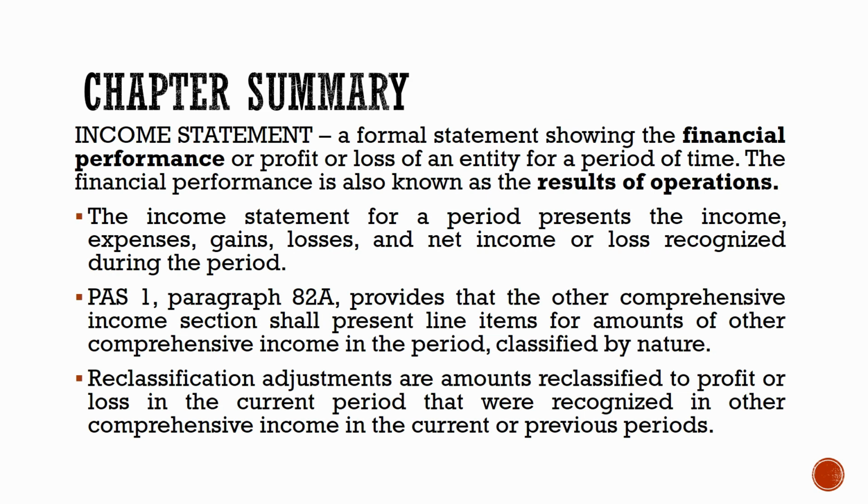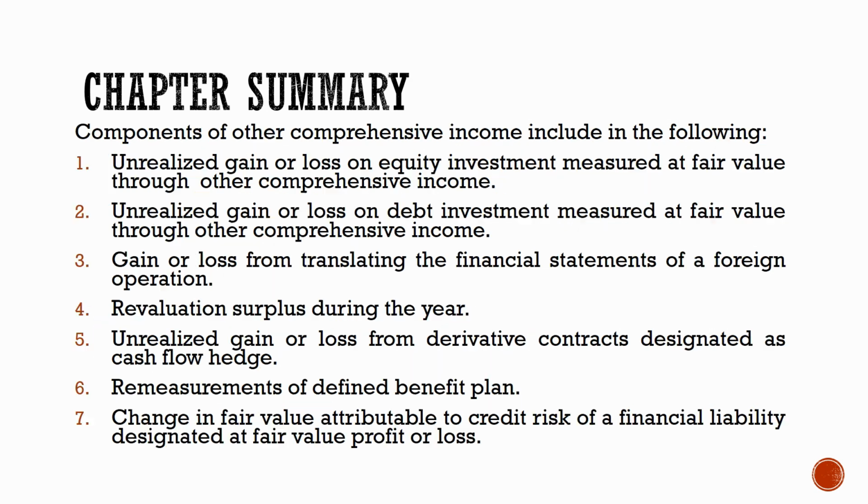PAS 1 paragraph 82A provides that the other comprehensive income section shall present line items for amounts of other comprehensive income in the period classified by nature. Reclassification adjustments or amounts reclassified to profit or loss in the current period that were recognized in other comprehensive income in the current or previous periods. There are components of other comprehensive income included in the following.